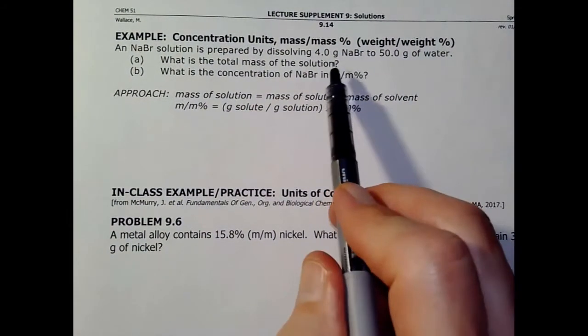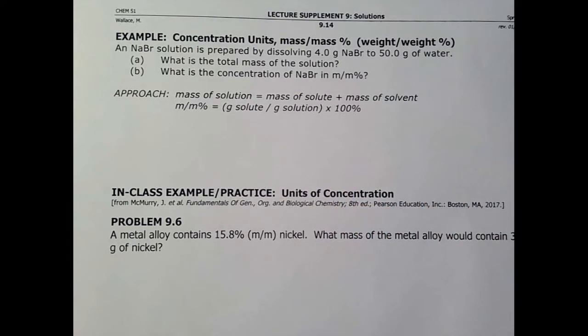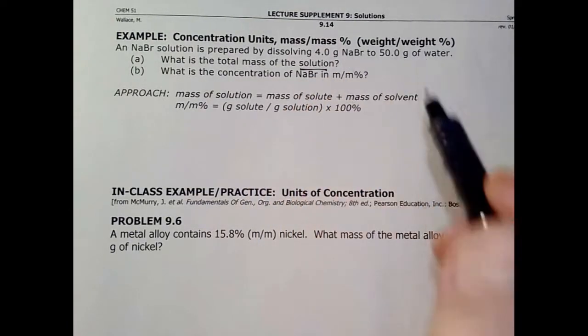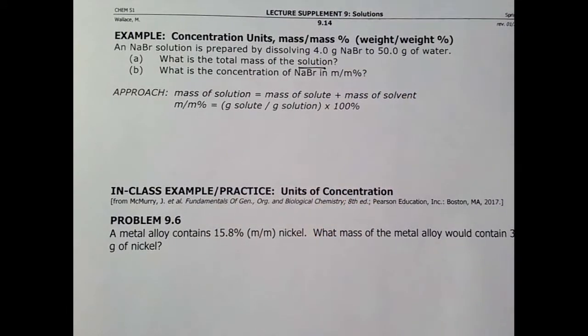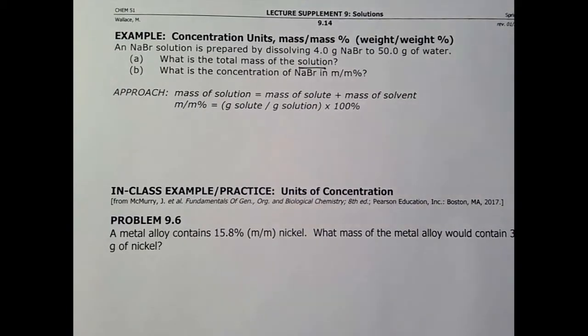I've got 4 grams of sodium bromide dissolved in 50 grams of water. It says, what's the total mass of the solution? Notice I don't have solution up there. I have solute and solvent, but I don't have solution. And this is the concentration of the sodium bromide in mass.